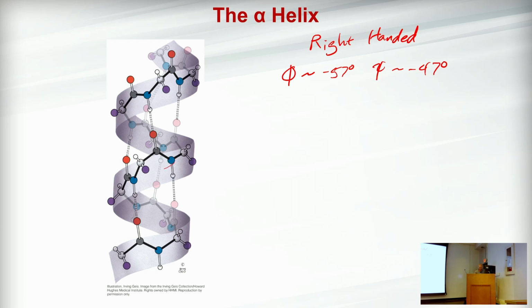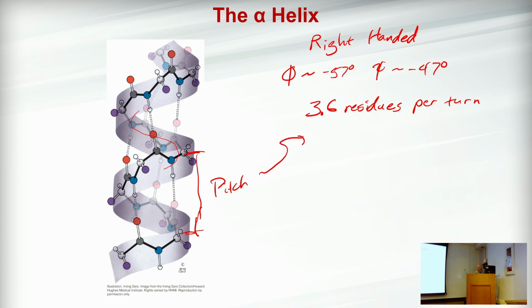For each turn of this alpha helix, there are 3.6 residues per turn. If I look at a turn, say from here to here, that's one full turn. That's known as the pitch, and the pitch is about 5.4 angstroms. Okay.